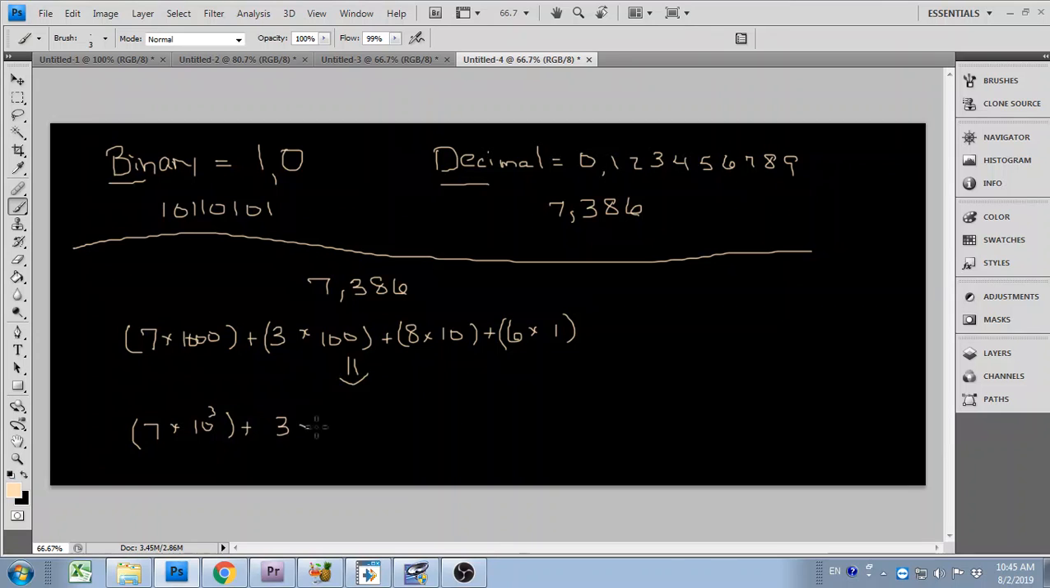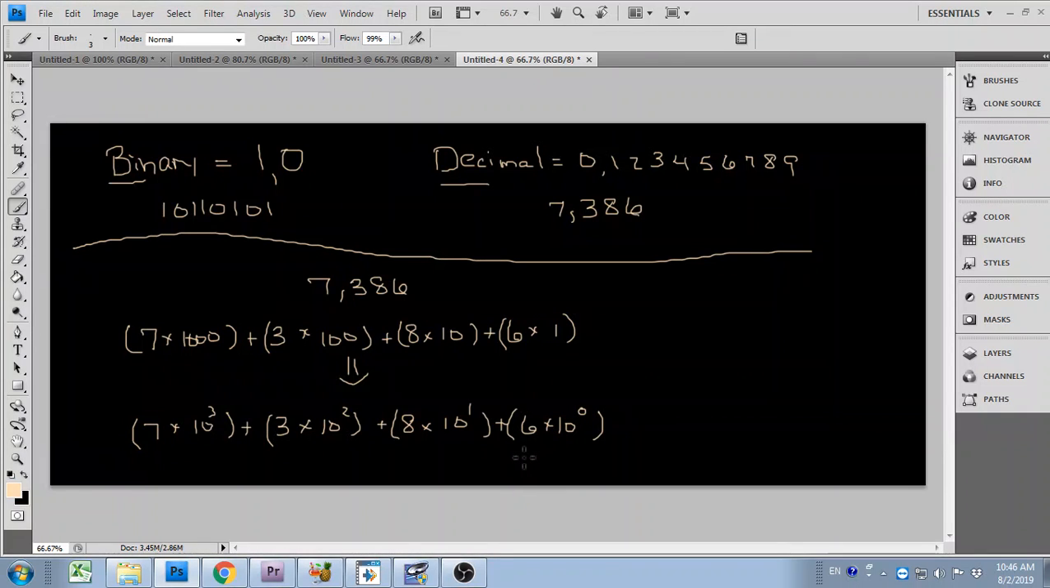3. Now this number is actually 10 squared. Plus 8 times 10 to the first. Do you see a pattern forming? Now this one you have to kind of remember some algebra rules. 10 to the 0 is a 1. So that's the same thing mathematically.